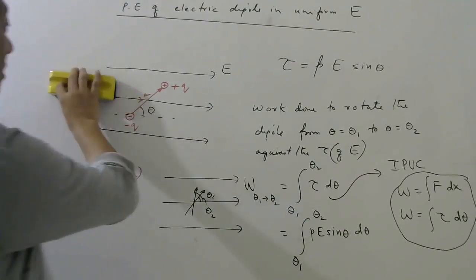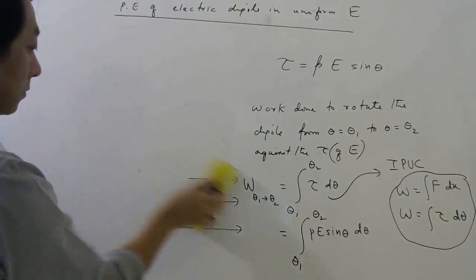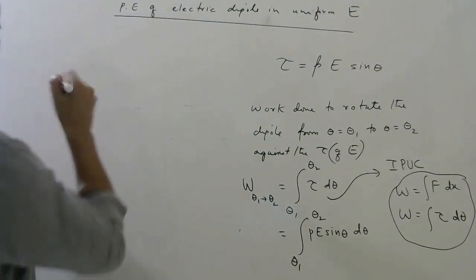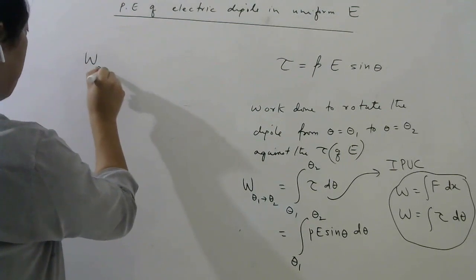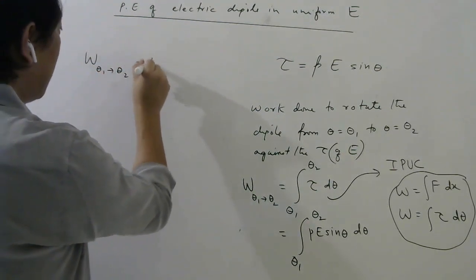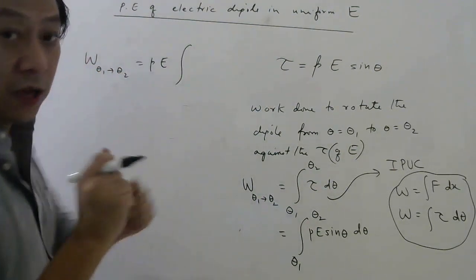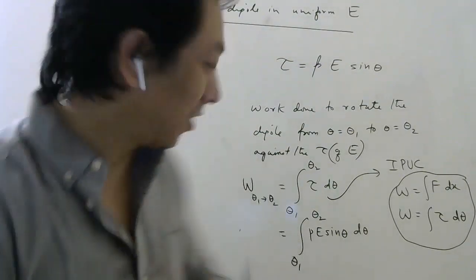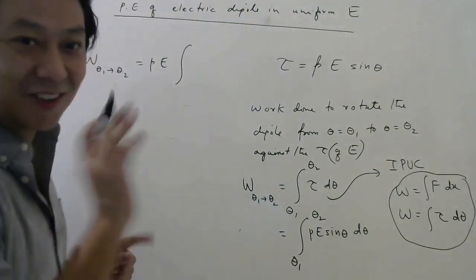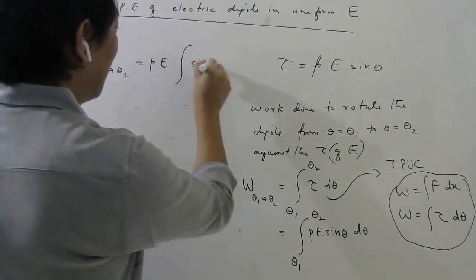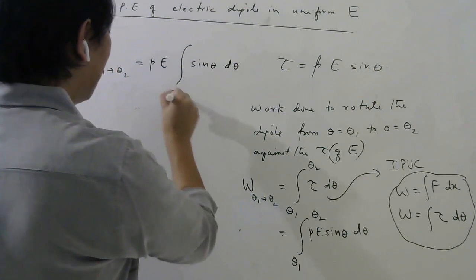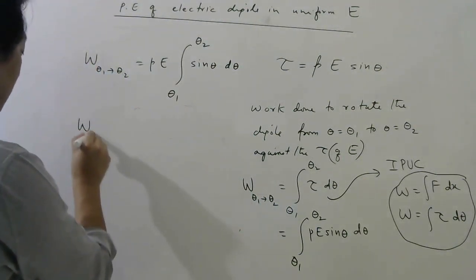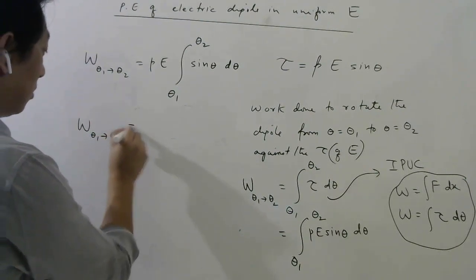Constants let me take outside. If you take constants outside, we are assuming the electric field is uniform. So you can take P and E outside. As you rotate the dipole, theta is changing, this angle will change, right, students? So don't take sine theta outside. That is not constant. So sine theta will be there, d theta from theta 1 to theta 2.